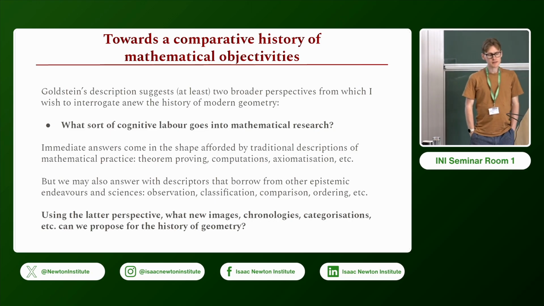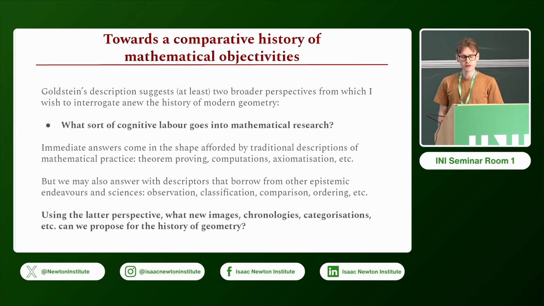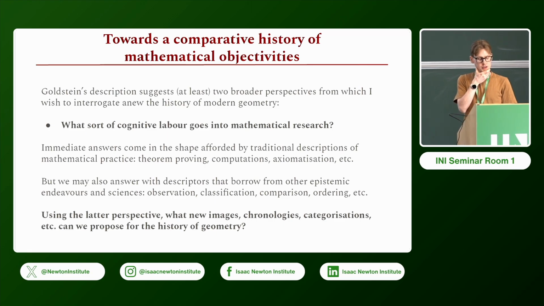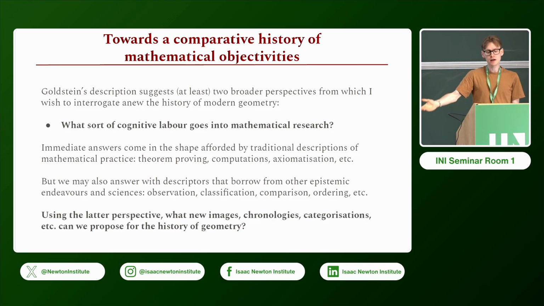Immediate answers come in the shape of terms that we are very familiar with: theorem proving, computations, axiomatization, and so on. But what these papers suggest is that we can also answer with descriptors that borrow from other epistemic activities or other sciences, in the way that she describes Hermite's work on algebra. A great deal of attention must be paid to practices such as observation, classification, comparison, ordering, non-deductive practices that resemble those that we find other kinds of scientists routinely employing and thinking about.